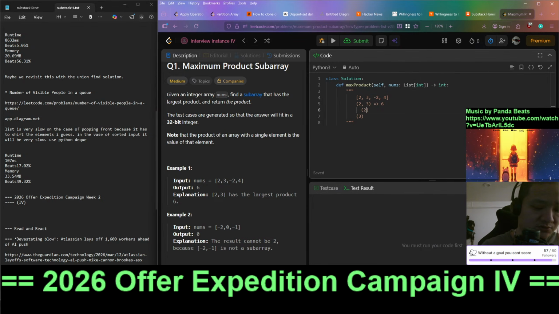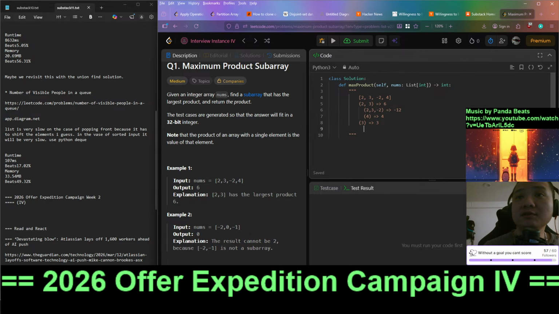You pick 2, 3, -2, or you don't pick 2, 3, -2, right? You don't pick -2, right? So that means you can pick 4, right? So this give you what? -12. Largest product, right? So this give you 4. Right? We come all the way back here. Right? So this give you 3.